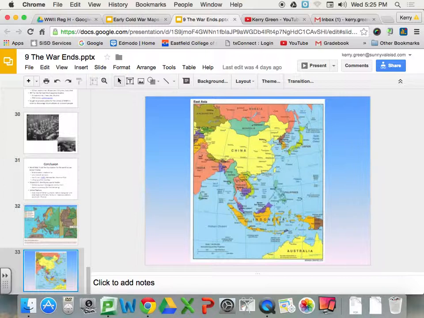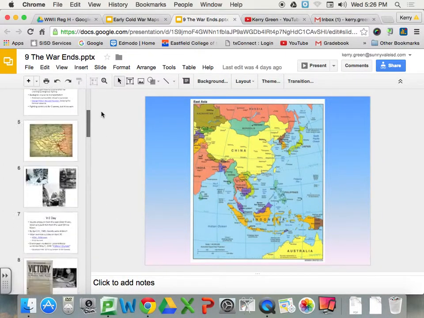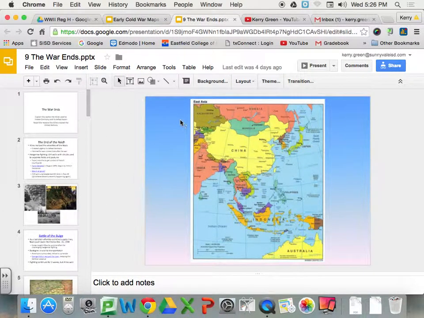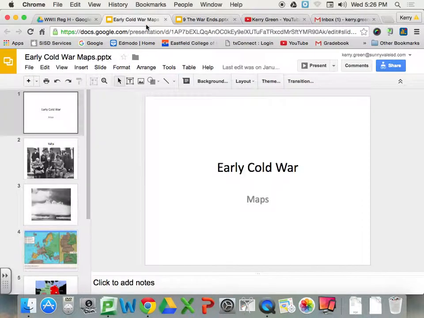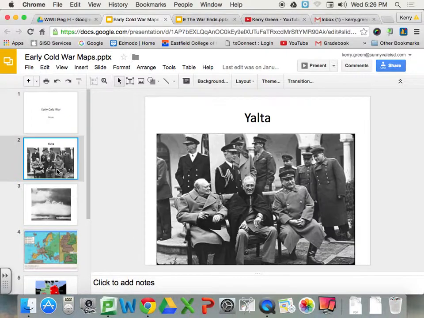So this kind of gets us to the end of the war and some of the key concepts. Again, just remember that you have the big battles: you have the Battle of the Bulge, you've got VE Day, you're going to have Iwo Jima and Okinawa, and then the atomic bomb debate, and then you're going to have VJ Day. The last thing I'm going to leave you with, you have the Yalta Conference.